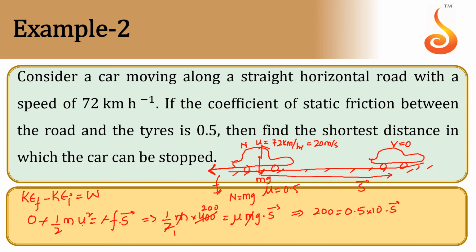So 0.5 into 10 will be 5, and if we send that 5 to the other side, what we'll get is displacement is equal to 200 by 5, which is equivalent to 40 meters.